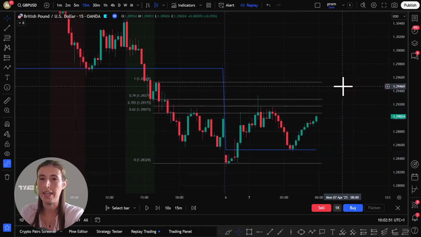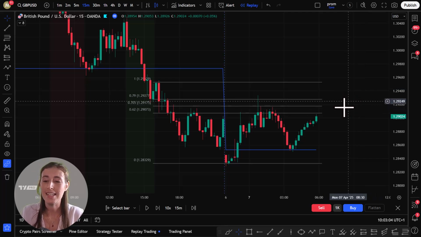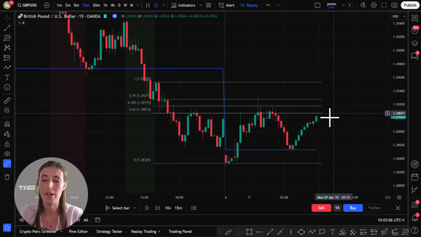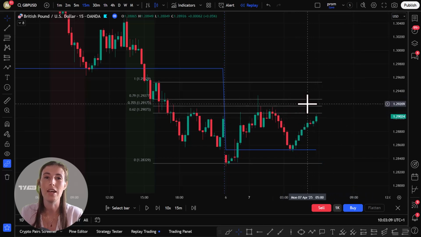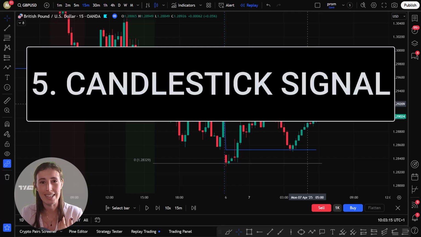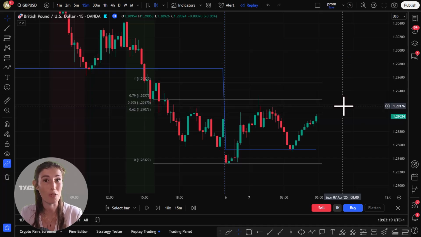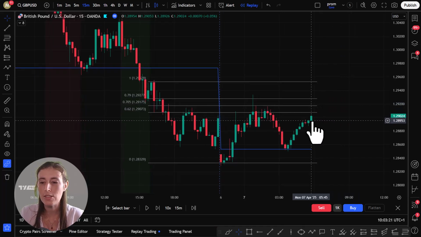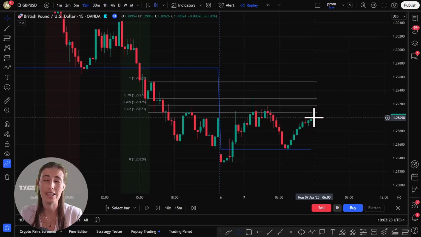If you are a conservative trader, you may want to wait for that additional confirmation before you get into your trade. So you may decide to set an alert here so that you get notified when price returns to this area and then watch it in real time, waiting for a candlestick signal before getting into the trade. That is what I decided to do because I do prefer to watch price and get that confirmation before I get in.